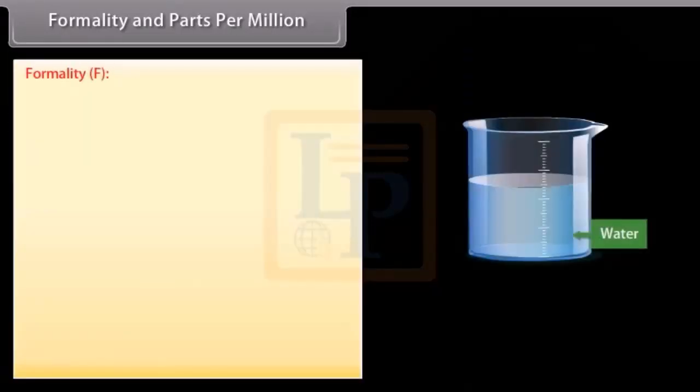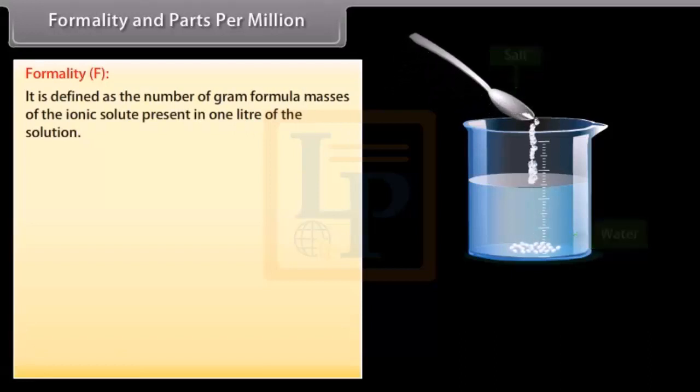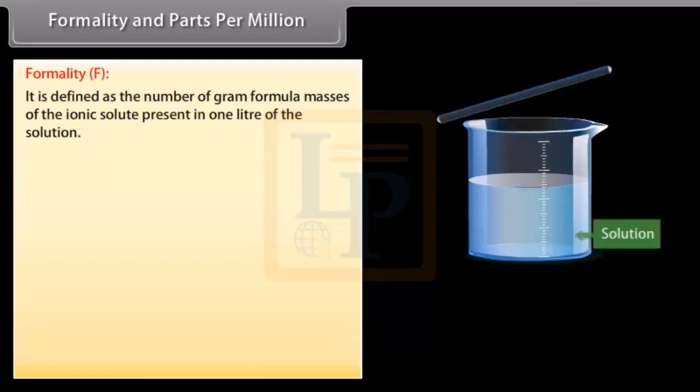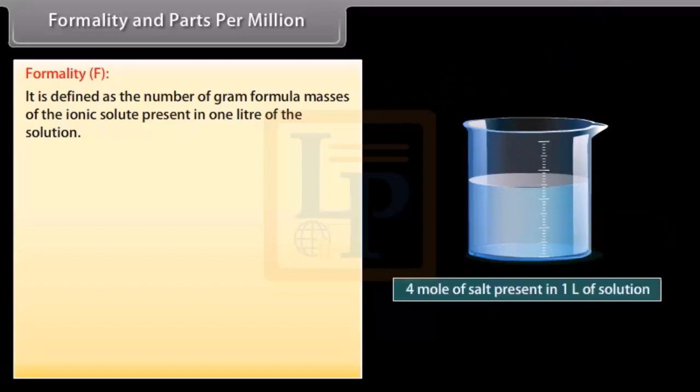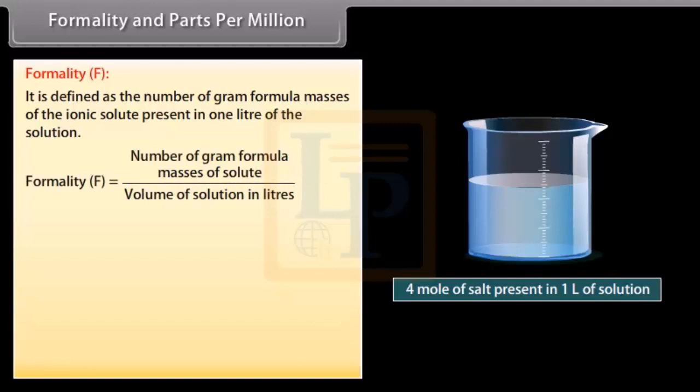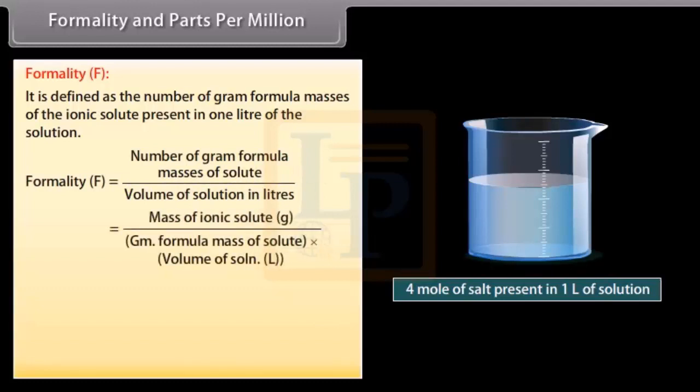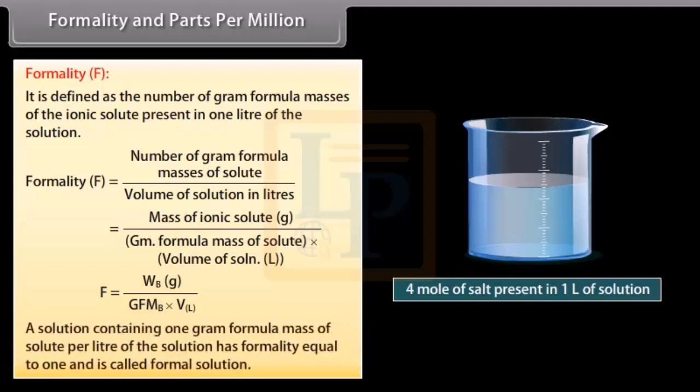Formality and parts per million. Formality. It is defined as the number of gram formula masses of the ionic solute present in 1 liter of the solution. It is represented by F. Mathematically, F is equal to Wb in grams divided by product of gram formula mass of B and volume of solution in liter. A solution containing 1 gram formula mass of solute per liter of the solution has formality equal to 1 and is called formal solution.